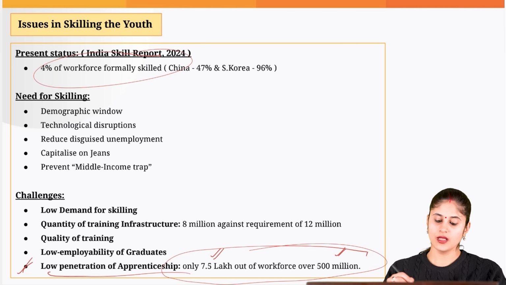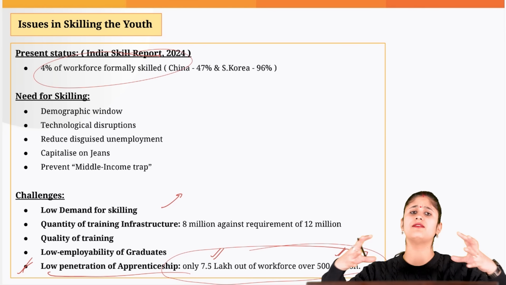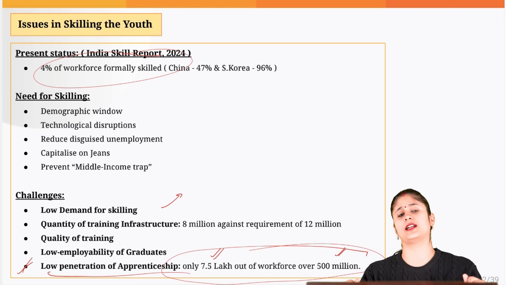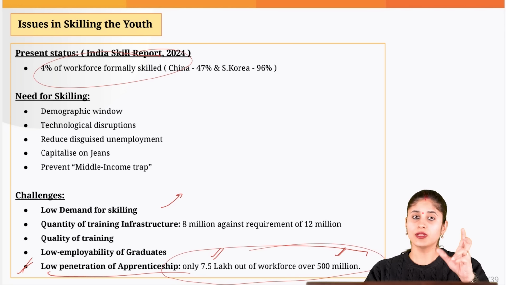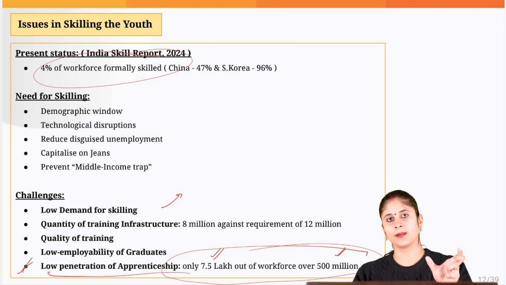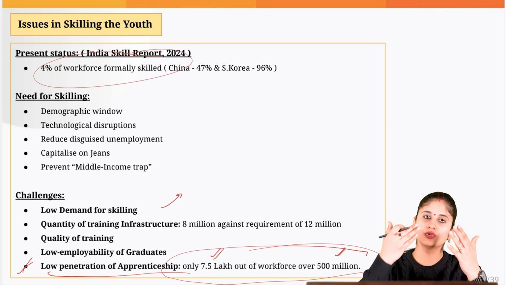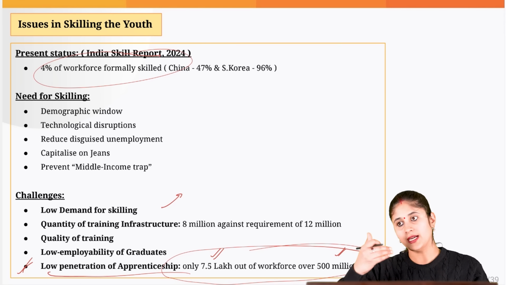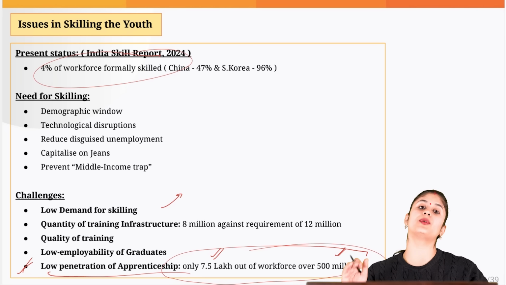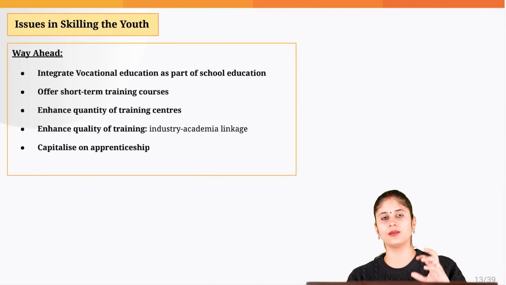One more reason why we have poor demand for skilling in India is the availability and dominance of the informal sector. I told you that in the training centers we are only providing full-time training. So it becomes very difficult for a person belonging to a poor family to do this full-time training, and it is easier for that person to get employment in the informal sector. So this is another reason why we have low demand for skilling.